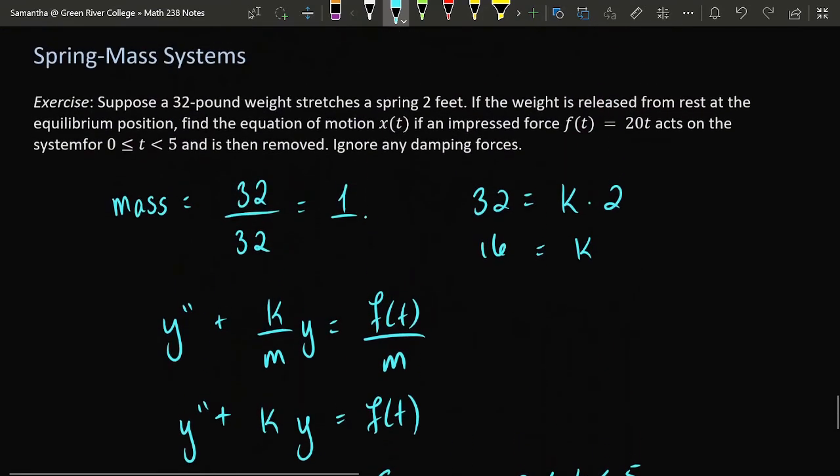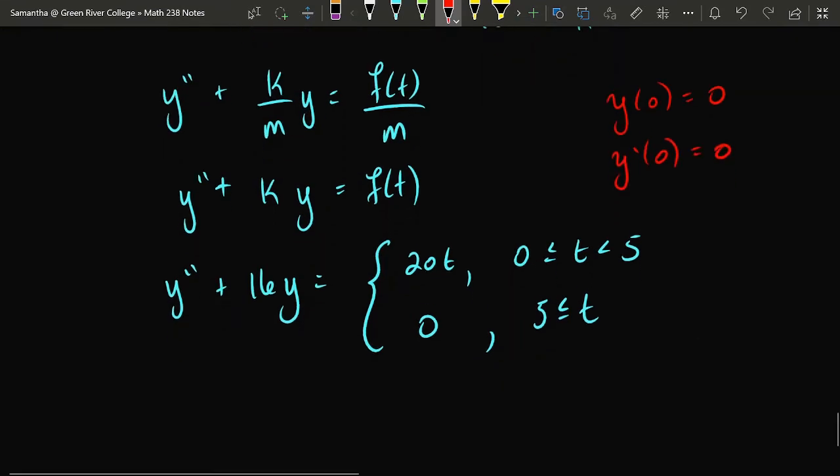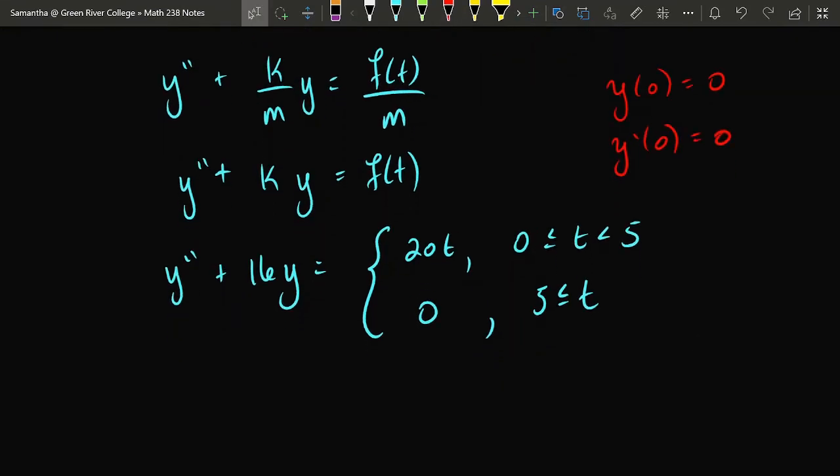Now we're also told that the mass attached to the spring starts from rest and from the equilibrium position. So from equilibrium position means that y of 0 is 0. From rest means that y prime of 0 is 0. Using this data, let's go ahead and find the equation of motion for the object attached to this spring.